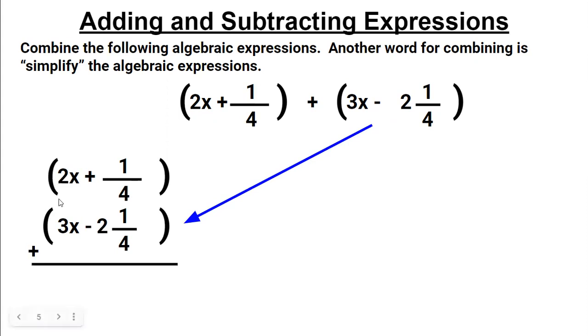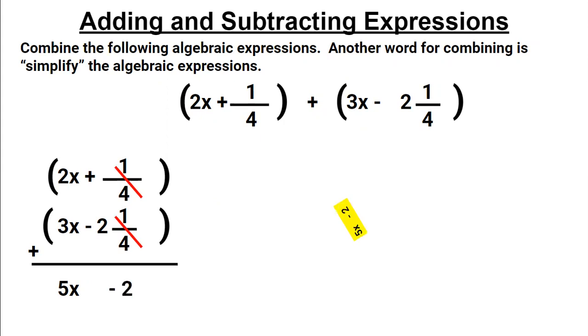Well, it's easy to add the 2x and the 3x, right? That'll just give us 5x. What about this? We have a positive 1/4 and a negative 2 1/4. So that means we're really subtracting. So we're subtracting 2 1/4 minus 1/4. So the 1/4 will cross off, leaving us just with negative 2. So that answer is 5x minus 2.